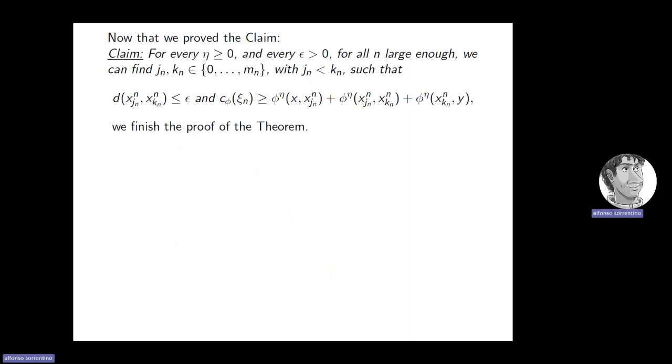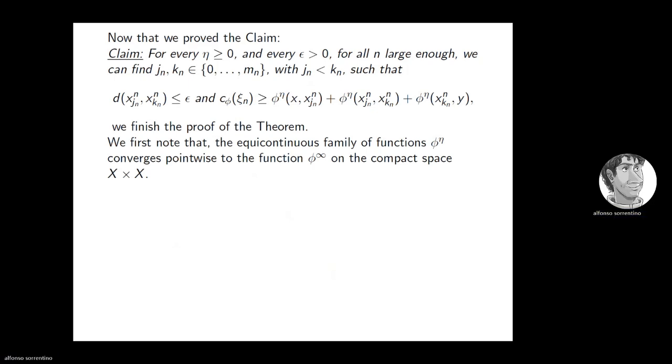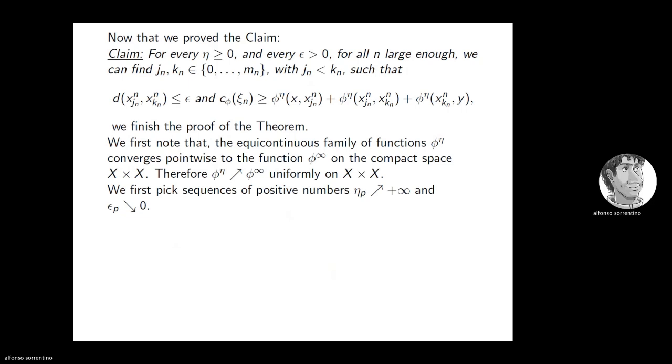So let me finish the proof of the theorem. We first note that the equicontinuous family converges pointwise to phi infinity, so the convergence is uniform on the compact space. Now we pick a sequence of numbers eta p that go to plus infinity, and a sequence of numbers epsilon p going to 0.